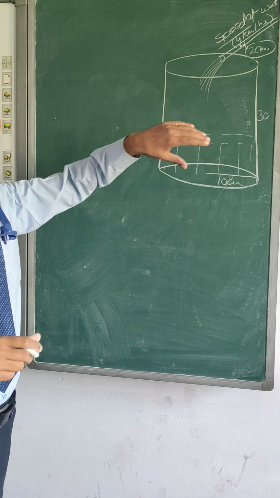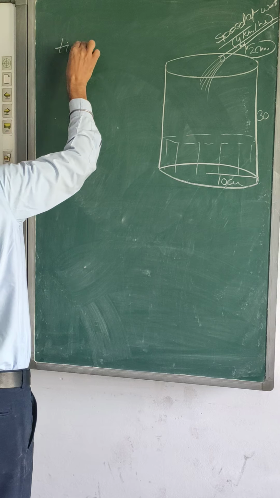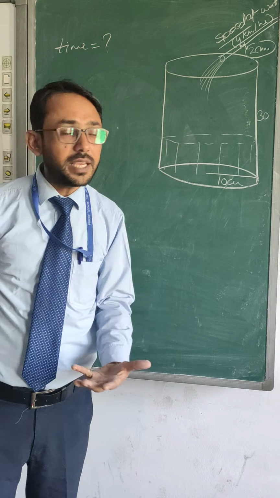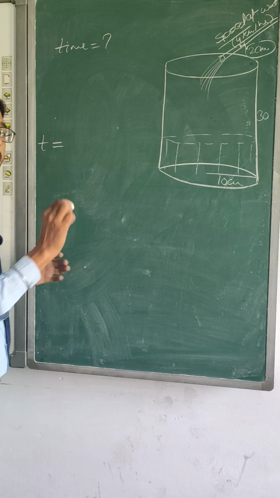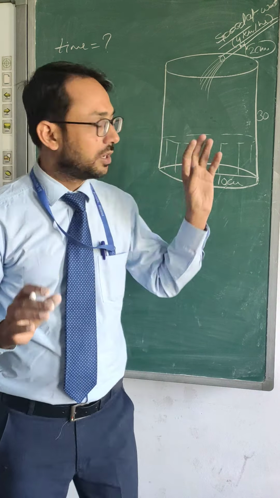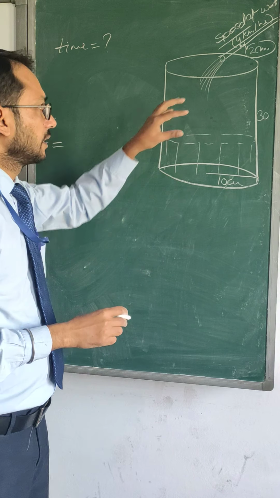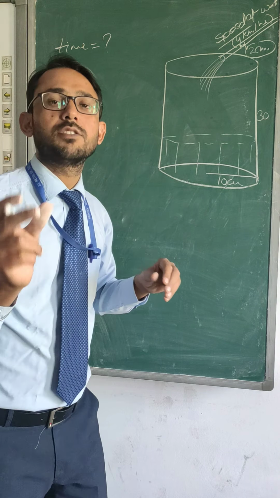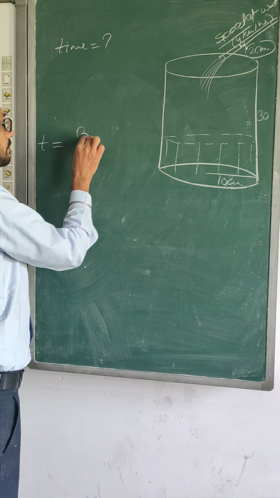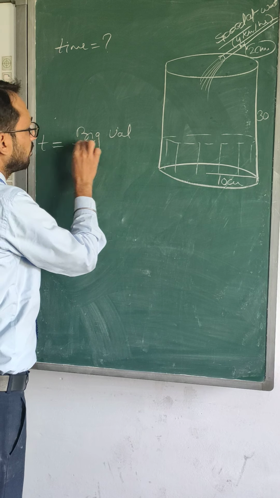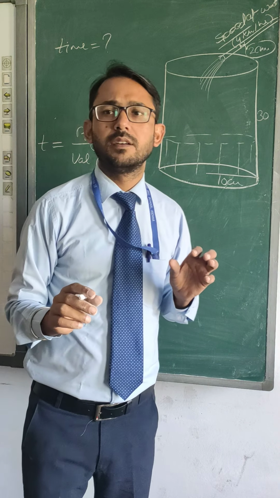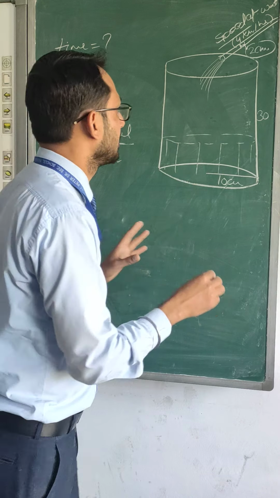Now our task is to calculate the time to fill this tank. The timing is again the same as we have done in the previous question. Big volume must be divided by the volume thrown in per minute or per second or per hour, then only we will get the time. So big volume must be divided by volume per second.